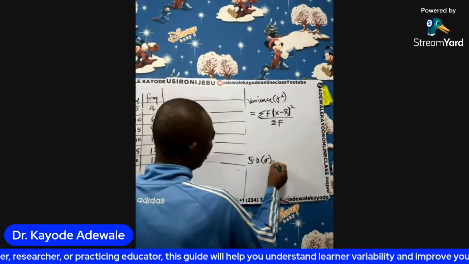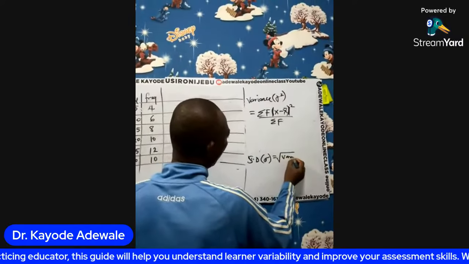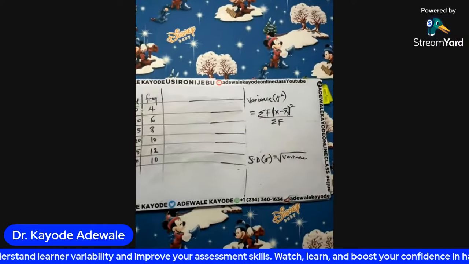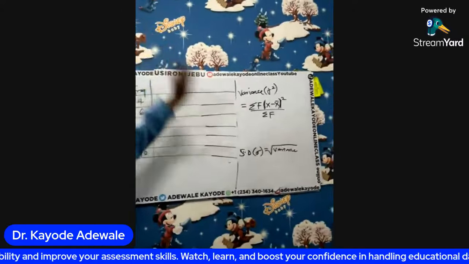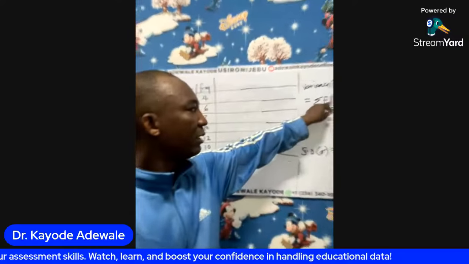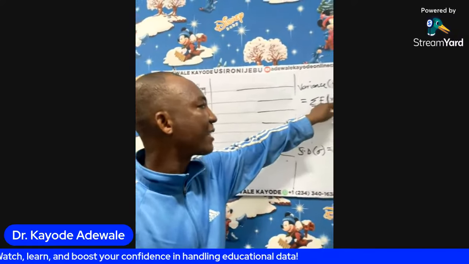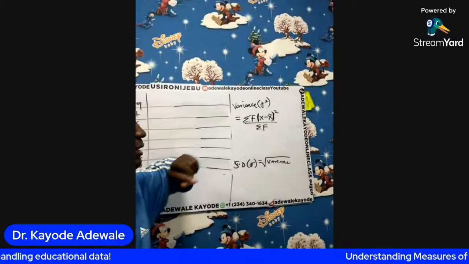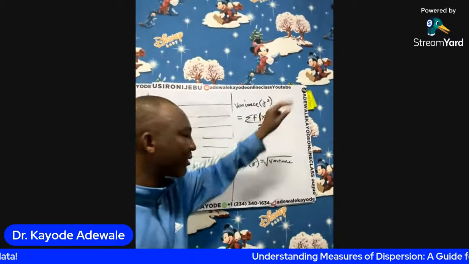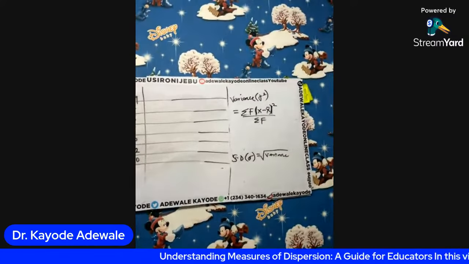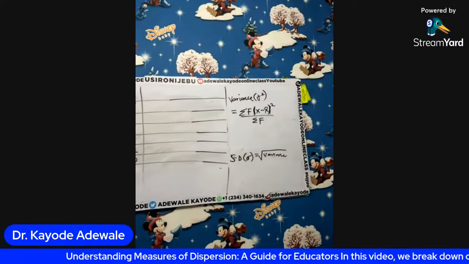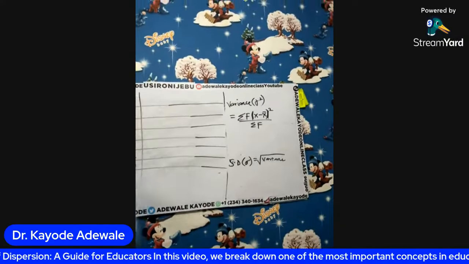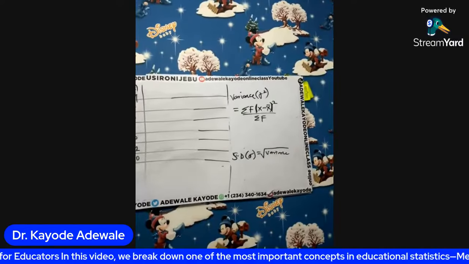While the standard deviation, sigma, is equal to the square root of what? Of variance. Now, when you look at this formula, there are a lot of things there. The first thing is that you need to get your F. There is a point where you need to get your X, the mean deviation, that is your X minus X bar. Then there is a point where you are going to get your X squared. So for you to get this, I have to label the table. This is your frequency. It's given.